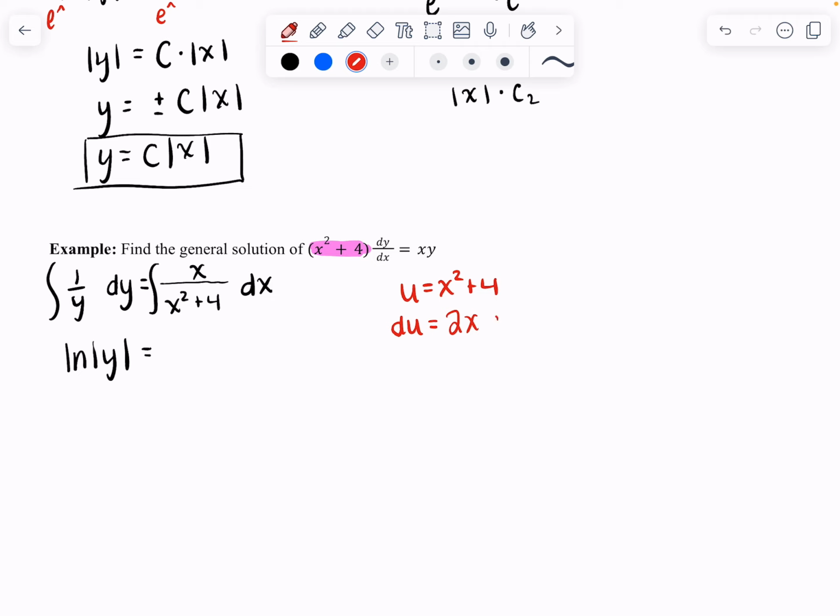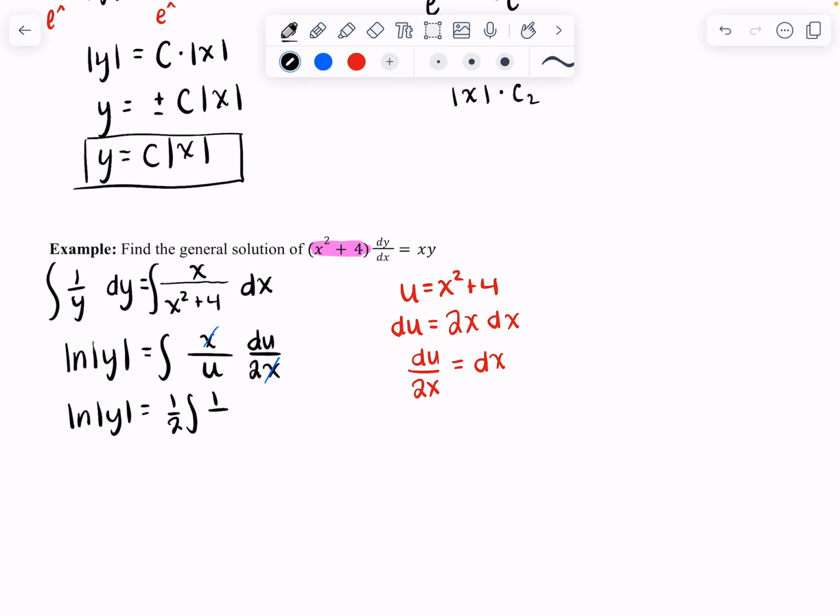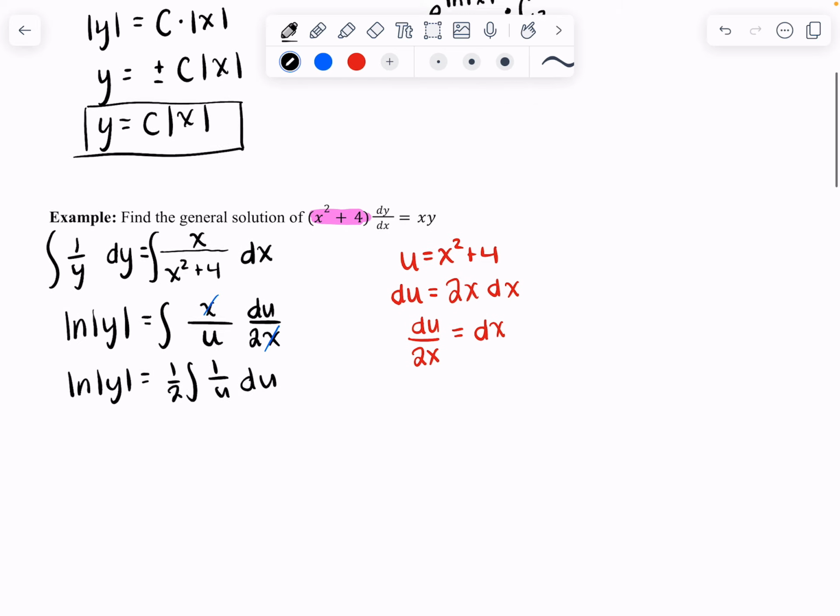du is 2x dx. dx is du over 2x. So now when I come over and I do my u sub, I'll have this x up here. My denominator is u, and my dx is du over 2x. This is nice because the x's will cancel out. We can bring the 1/2 out front, and then we will be left with integrating 1 over u du.